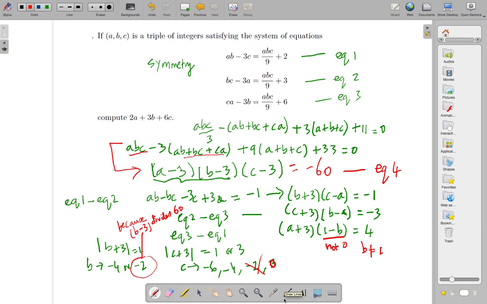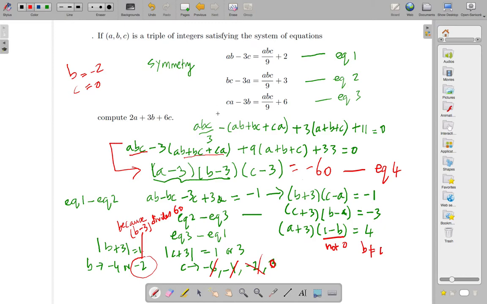And for a similar reason, C minus 3 also divides 60, so C cannot be negative 4. If C is negative 4, C minus 3 is minus 7, which cannot divide negative 60. So C cannot be negative 2 because B and C are different. So the only possible value is C equals 0. So far we found two values. What are those two values? We found B is negative 2 and C equals 0.